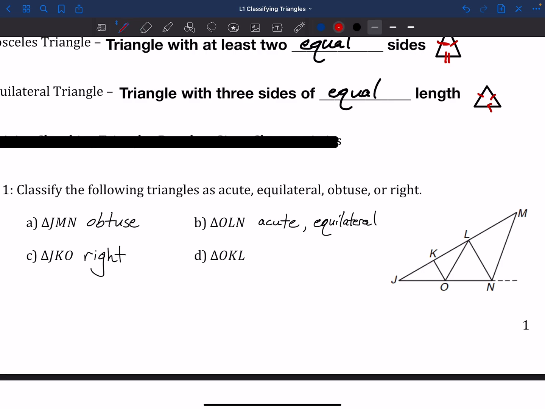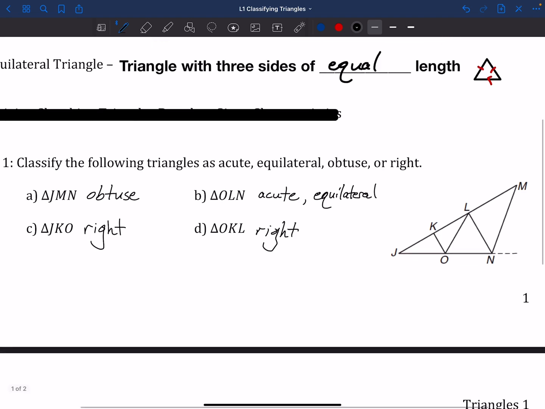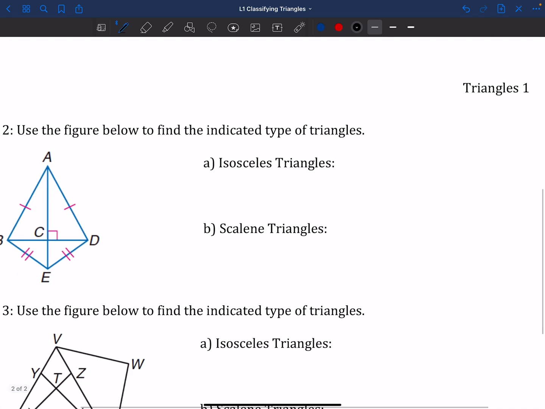All right, we've also got OKL. If I'm looking at that one, again, it really just depends on what this angle is doing over here. If that angle is a right angle, then we have a right triangle. If it's bigger than 90, it's obtuse. If it's smaller, same deal as the last one. I'm going to go ahead and say that that one is also a right triangle. My goodness, things are not taking my handwriting very well today, so please excuse that.